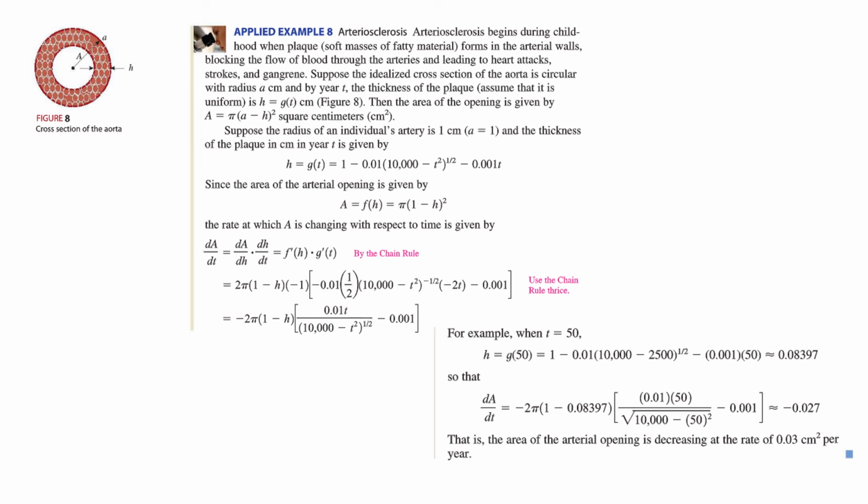Again, I'm going to be asking you to plug in numbers often. Algebra is your friend. It makes it easier to plug in numbers, but how much algebra you do is up to you.